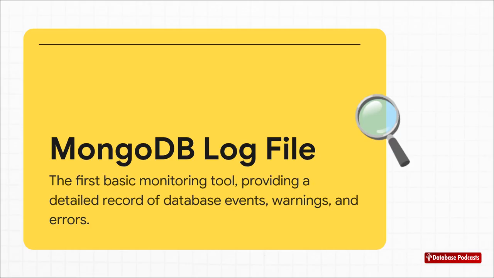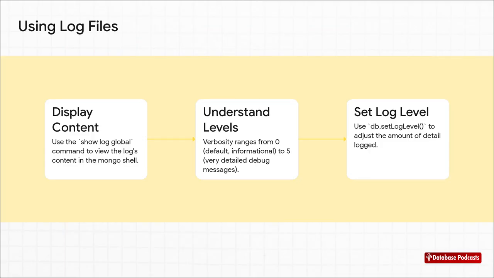Now, the coolest feature of the logs isn't just that they exist, it's that you can control their level of detail on the fly. You can crank up the verbosity for just one tiny part of the database without getting completely flooded with noise from everything else. So, from the Mongo shell, you can view the logs pretty easily with show log global. But the real power comes from db.setLogLevel. This command lets you change the detail level anywhere from 0 for just the default info, all the way up to 5 for some seriously intense debugging.